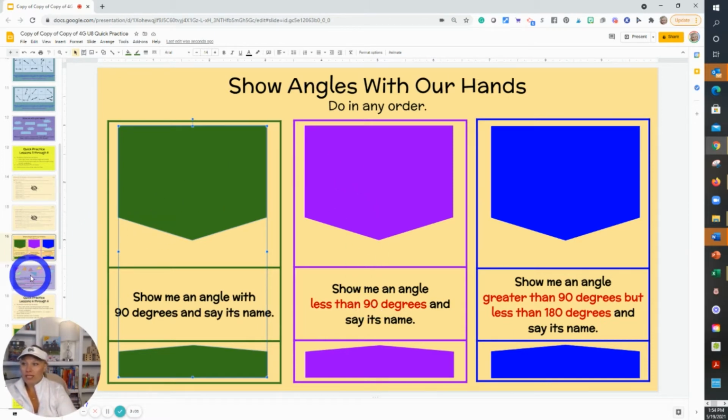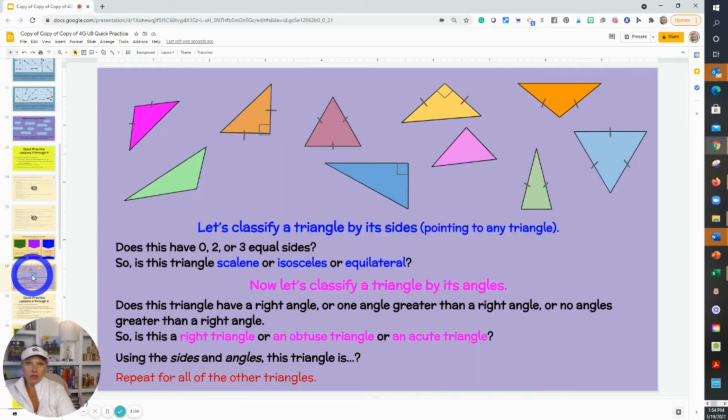Once you've reviewed those angle names, then you go to the triangles. And now we're going to classify triangles not only by their angles, but we're also going to classify them by their sides. So if I were to point to this triangle, I'd say, boys and girls, let's classify a triangle by its sides. Boys and girls, does it have 0, 2, or 3 equal sides? Class, and I would be looking for maybe a nonverbal on this one. So of course they could say it, class, they would say 2, or I might say class, and they just show me 2, right? However, again, you want to manage that. And then I'd say, boys and girls, what's the name of that triangle?